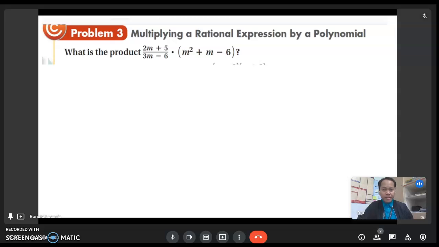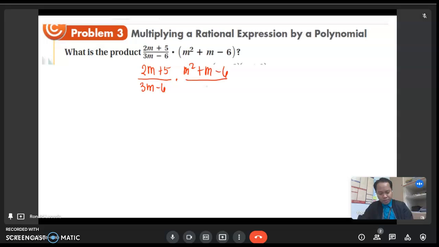Okay, let us have the last example. What is the product of 2m plus 5 over 3m minus 6 multiplied by m squared plus m minus 6? The first thing that you're gonna do is to rewrite the second fraction into a rational expression that has a denominator of 1. So 2m plus 5 over 3m minus 6 times m squared plus m minus 6 over 1. So I'm gonna have some working solutions here.